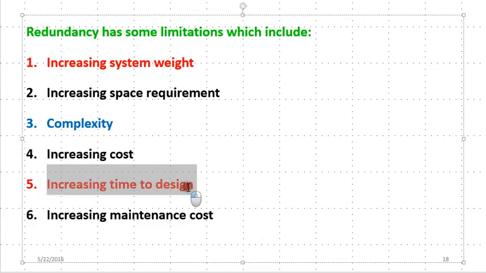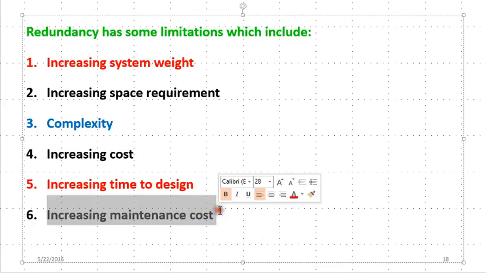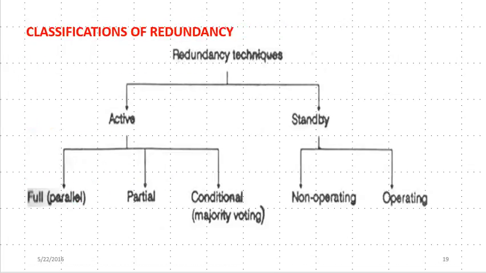It also increases the time to design. Any system that has redundancy is more complex, therefore it requires longer time to be designed, and it is increasing the costs of maintaining the system. The time to maintain one system is lower than that to maintain more than one. Therefore, redundancy increases the cost of maintaining systems.